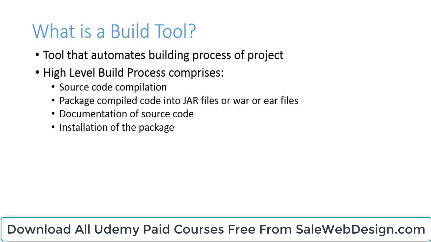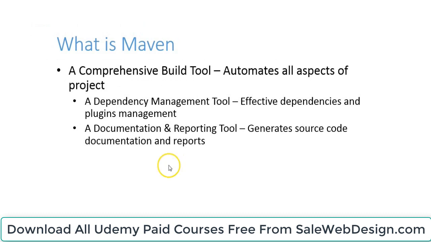Building a software project typically includes one or more of the below activities. Compiling source code, that is, compiling Java source code files into Java classes. Packaging compiled code into jar files or WAR or EAR or zip files. Then generating documentation from the source code. And finally installing the packaged code on a server or in a repository or somewhere else. There are more than one popular Java build tools available like Ant or Maven or Gradle.